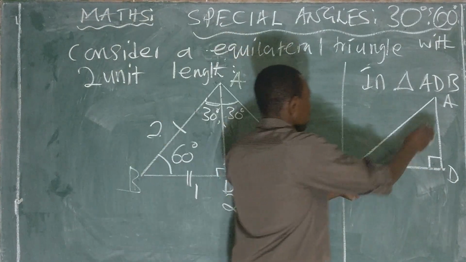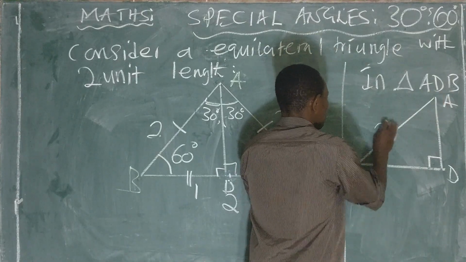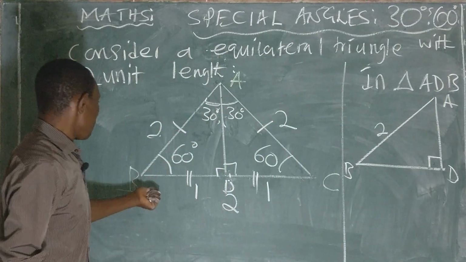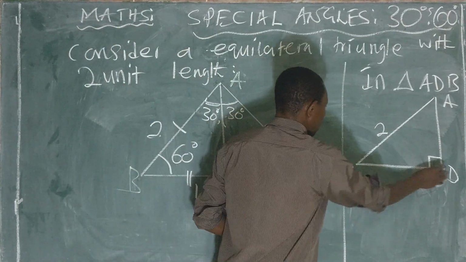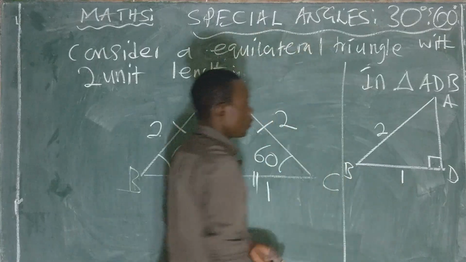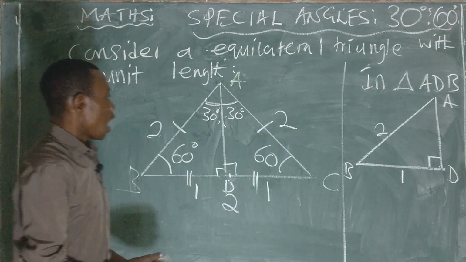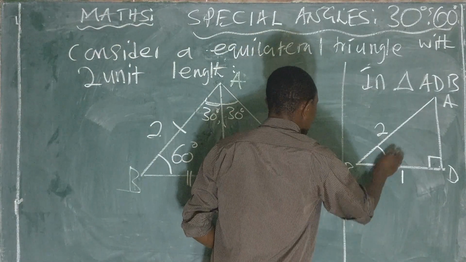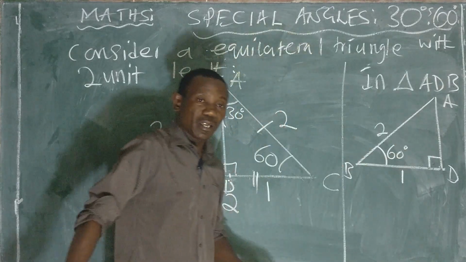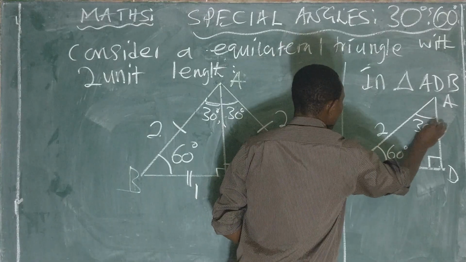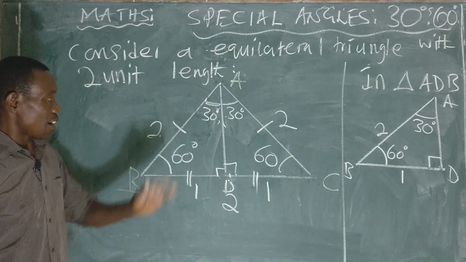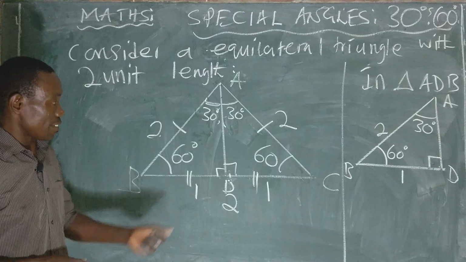And you'll be able to see that the side AB is equal to 2 units. And the distance BD, from what we have just discussed here, you'll be able to consider as 1 unit, right? And this angle here is 60 degrees. From the same, you'll be able to see that this angle here is 30 degrees. So I target those 2 angles, 30 and 60.